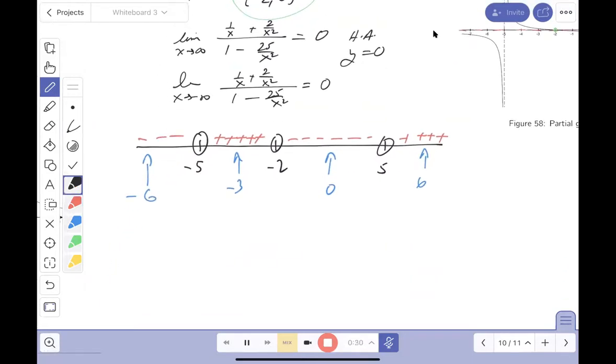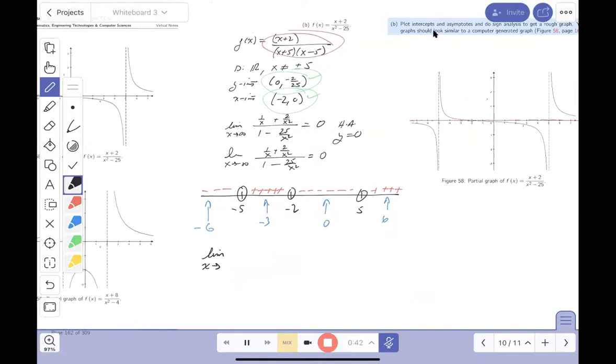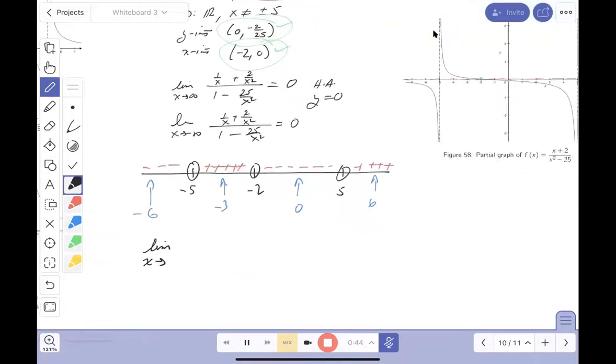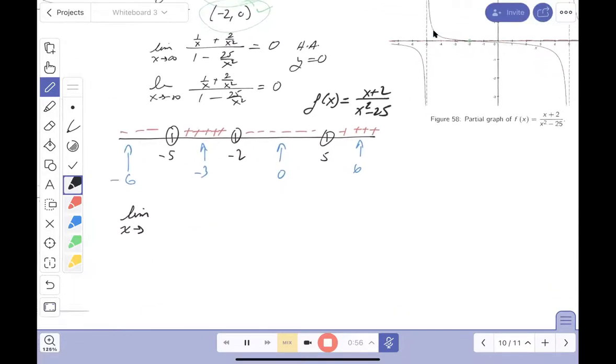Let's write this down now. The limit as x goes towards... I want to point out what we're doing. It's the function x plus 2 over x squared minus 25. And right over here, f of x equals x plus 2 over x squared minus 25. Again, if you can't remember something, you look back at it. All right, let's do this.